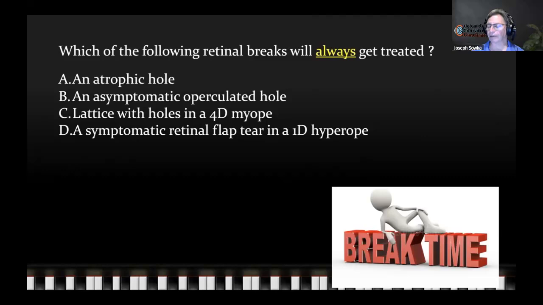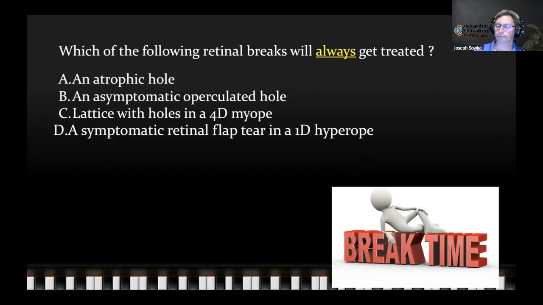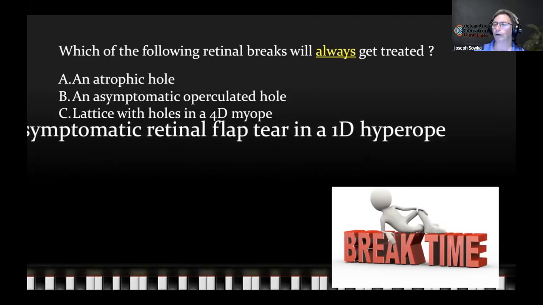All right, so we have a clear trend, so I'm going to display it. The vast majority are saying what we all think would be the correct answer: a symptomatic retinal flap tear and a 1 diopter hyperope, followed by lattice with holes and a 4 diopter myope, followed by an asymptomatic operculated hole, and a few people picked an atrophic hole. So we are good to roll.